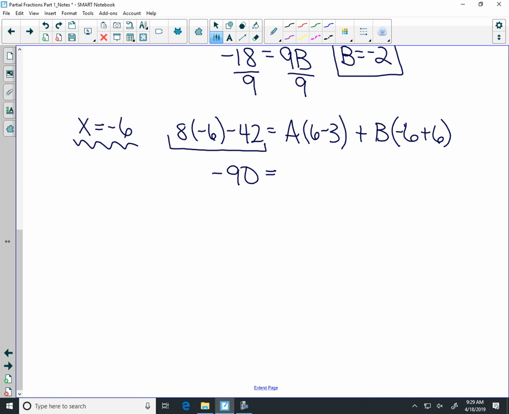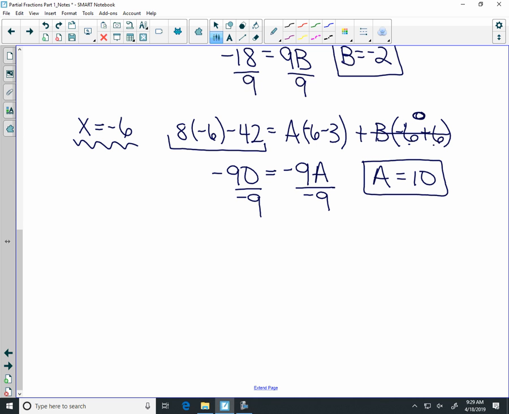Oh, sorry, look what I did. How about a negative there? That won't work. Negative 6 minus 3 is negative 9. And this guy, 6 minus 6 is 0. So b times 0 is 0. So a is 10.